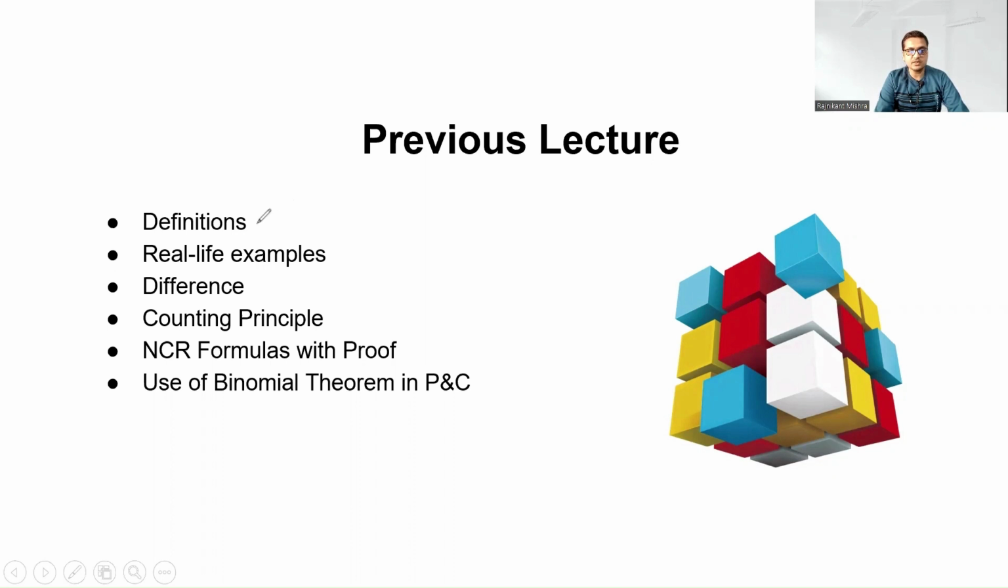In it, we discussed the definitions of permutation and combination, the real-life examples of permutation and combination, the difference between them, the counting principle, nCr formulas with proof, and the use of the binomial theorem in permutation and combination.